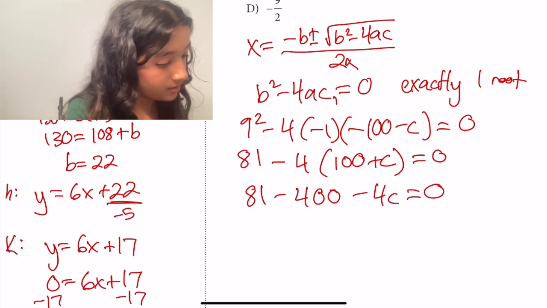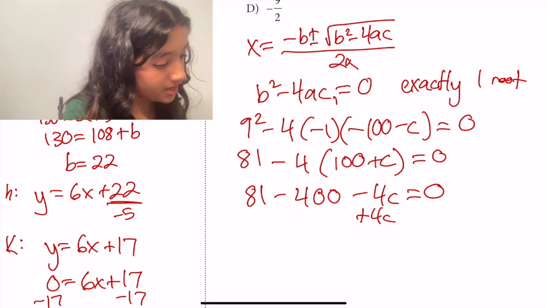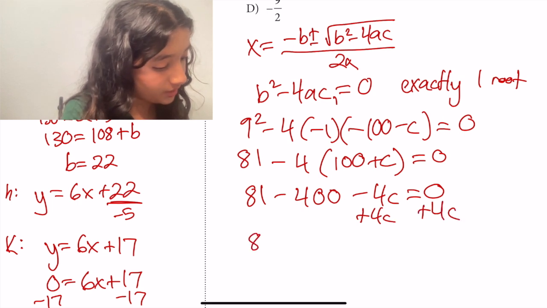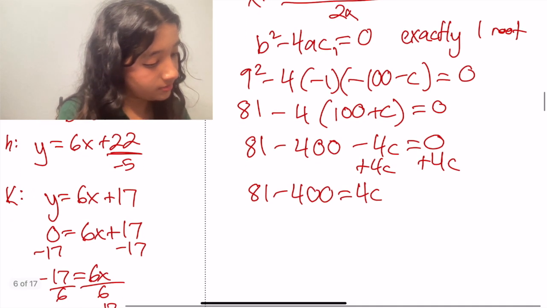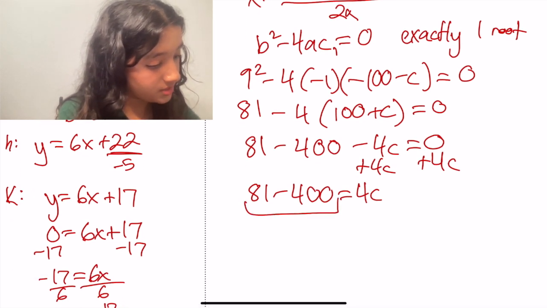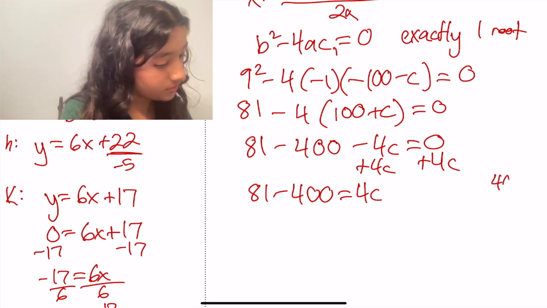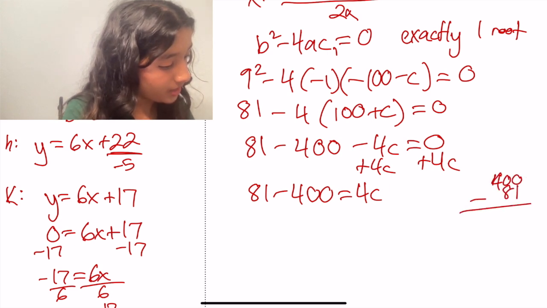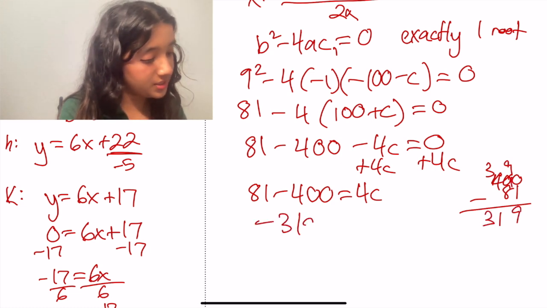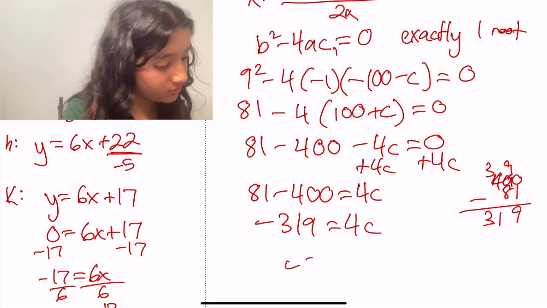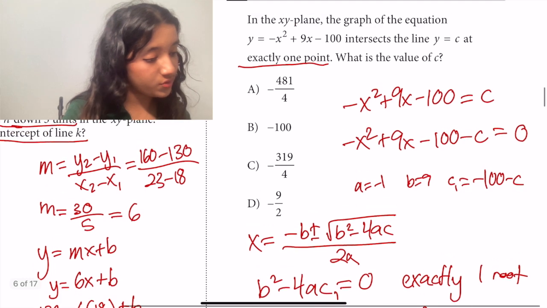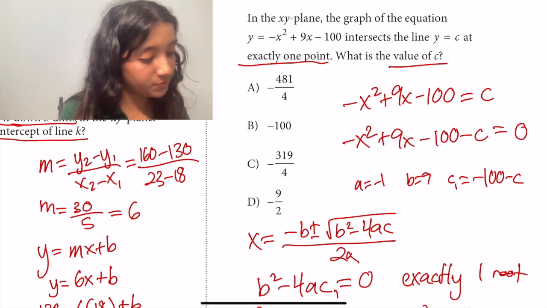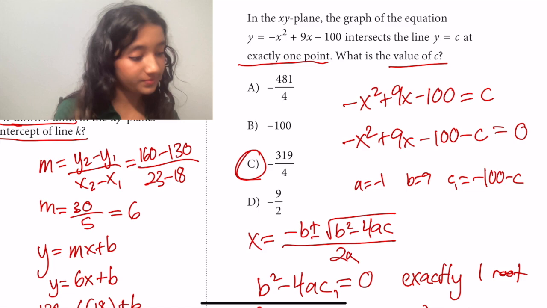And then we can add 4C to both sides. We're almost done. 81 minus 400 is equal to 4C. And then now we just have to solve for this. So solving, we get -319 equals 4C. So C is equal to -319 divided by 4. And looking at our answer choices, remember we're looking for the value of C. We get that, that's option C.